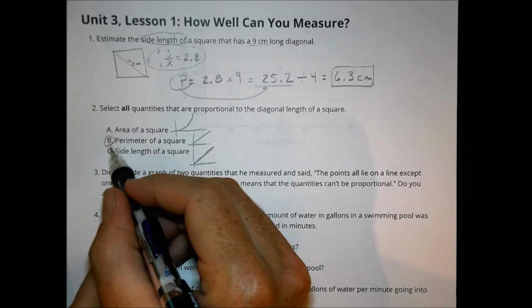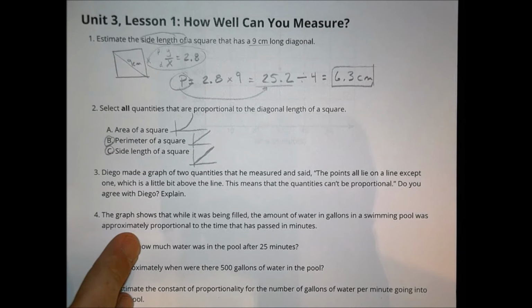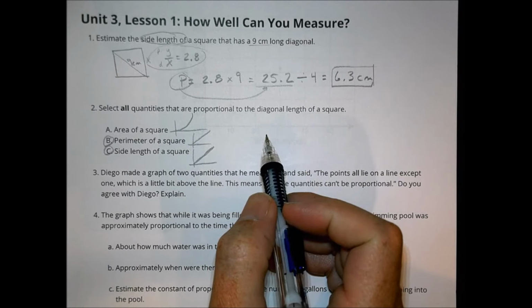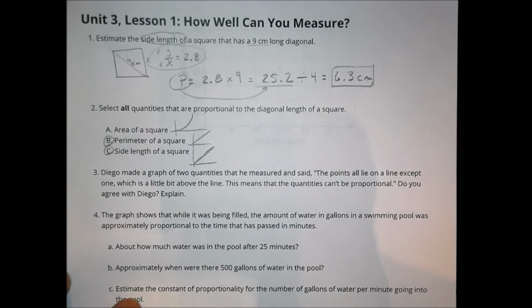So we would say that B and C are all going to be proportional to the diagonal of a square. Okay, those go together there. Area does not because it has that curved line there.